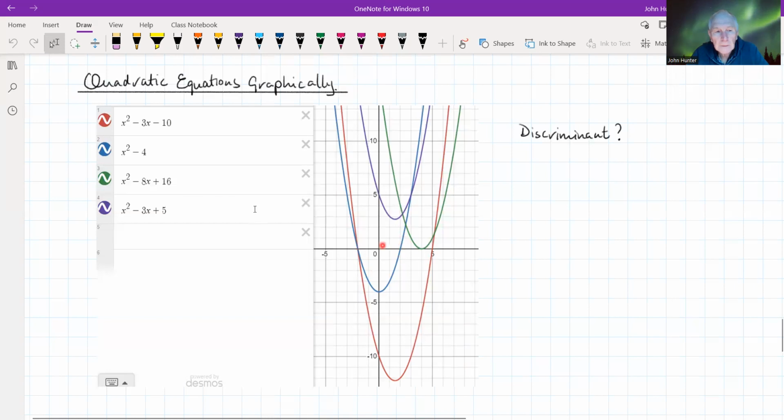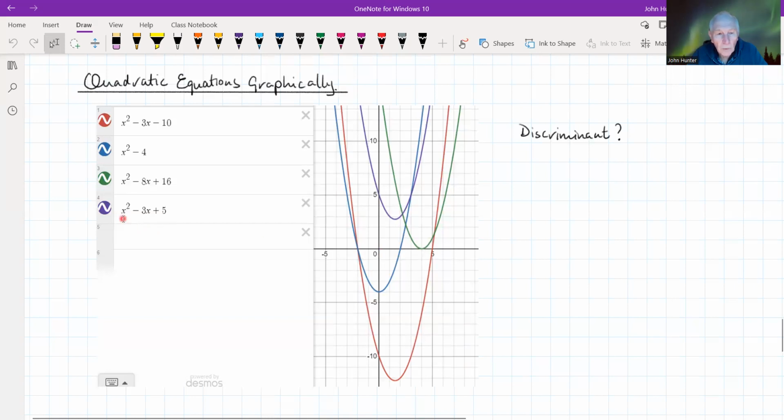Same thing. Well, this green one here, x squared minus 8x plus 16. Now, when we look at this, we factorize it. Both of the factors are the same. And that's going to give us two roots that coincide, or one solution. Now, equally, if we look at the discriminant of this, b squared, that's minus 8 squared, minus 4 times 1 times 16, we're going to get 0. So that illustrates a discriminant of 0, and it's just got one solution. In this case, it's x equals 4.